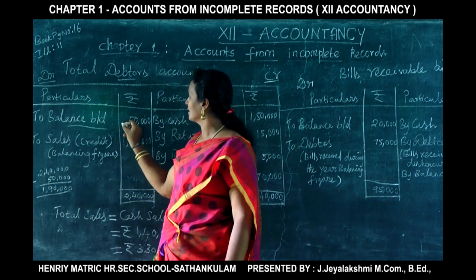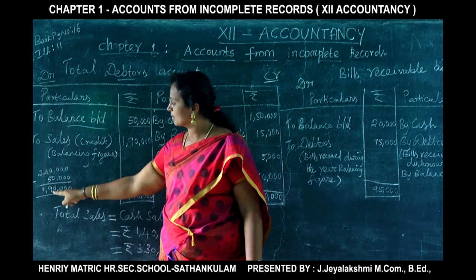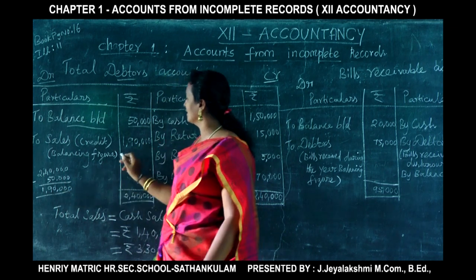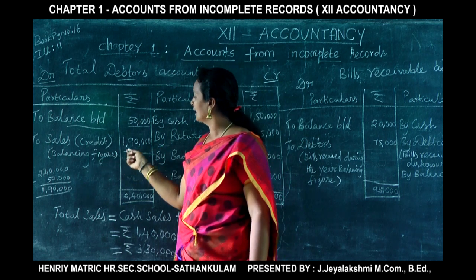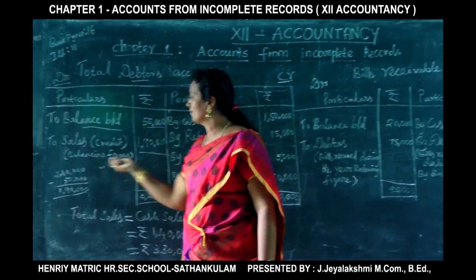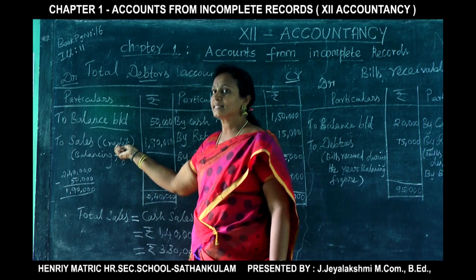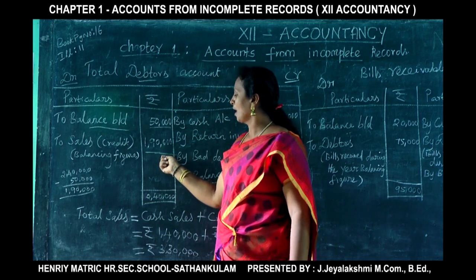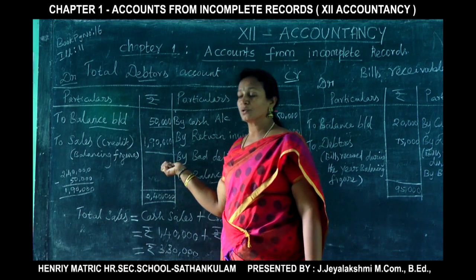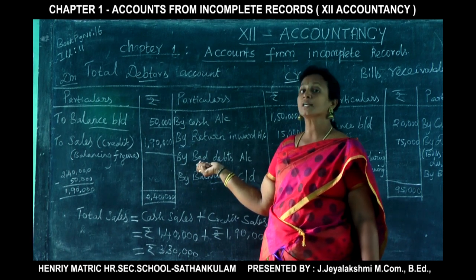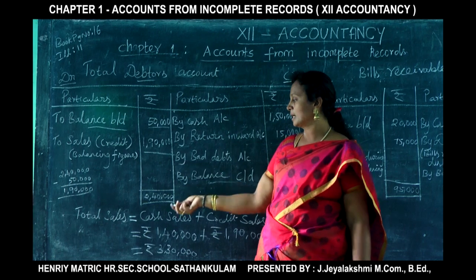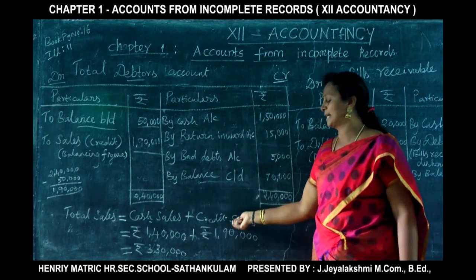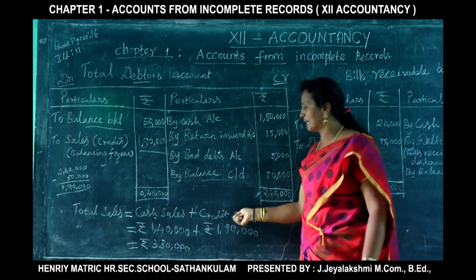2,40,000 minus 50,000, we get 1,90,000. So this is the credit sales. This is the balancing figure that we call credit sales. Now in the question they asked us to find out total sales. So total sales equal to what? Total sales equal to cash sales plus credit sales.